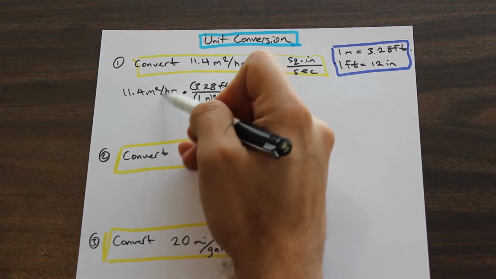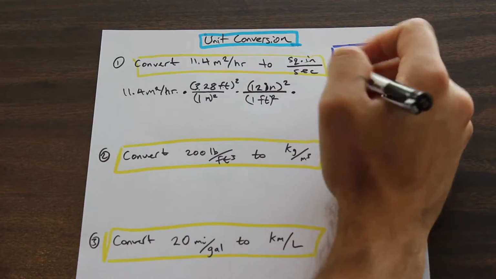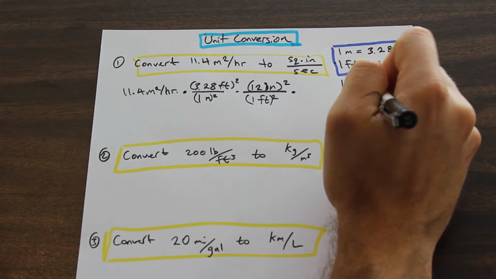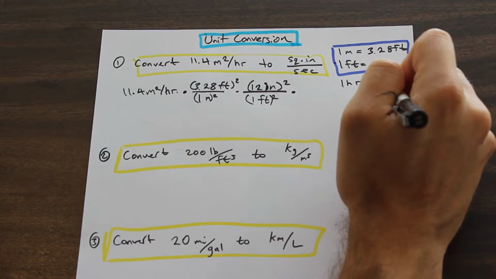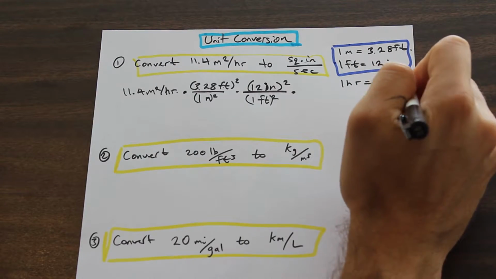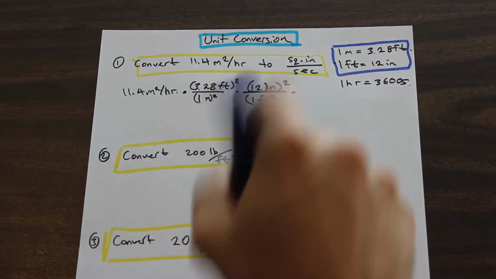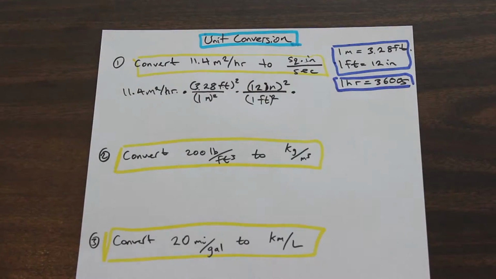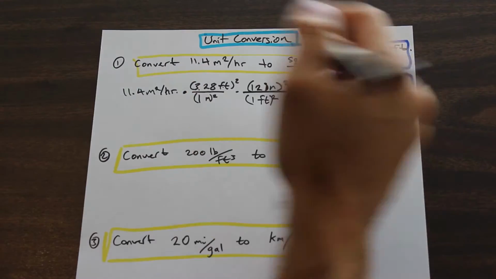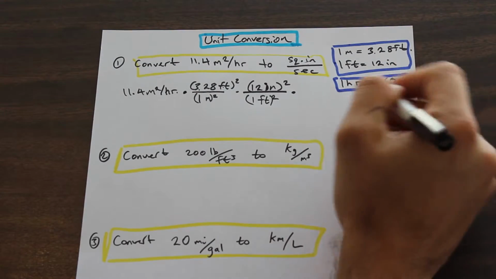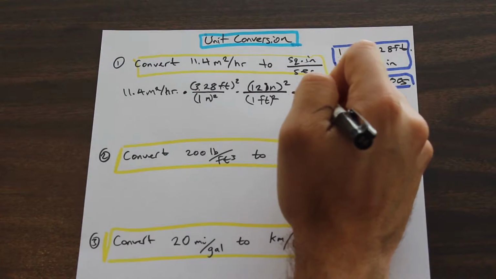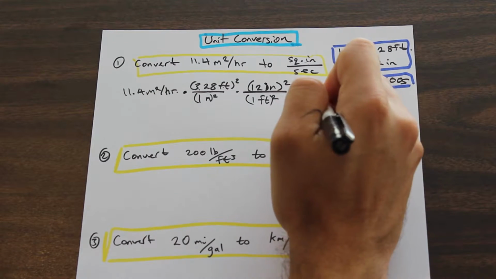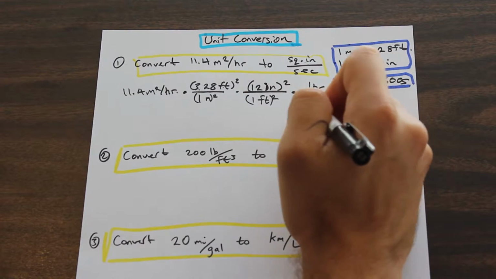Next, we want to convert hours to seconds. We know that 1 hour has how many seconds? 3,600. That's also given to us. If, for example, hours to minutes and minutes to seconds were given, then we'd have to do it twice again, like we did there. In this case, we're given 1 hour is 3,600 seconds. So let's go ahead: hour is in the denominator, so we put hour in the numerator, 1 hour, and seconds on the bottom.